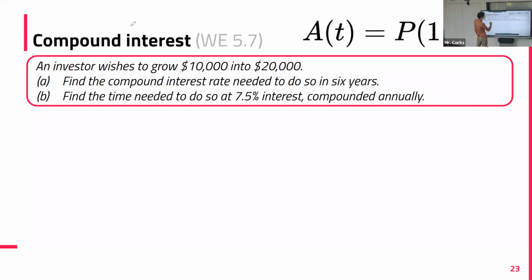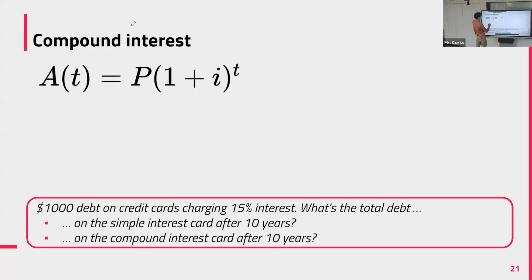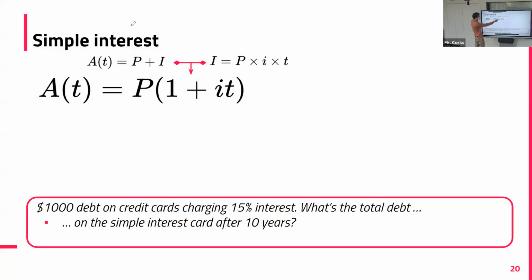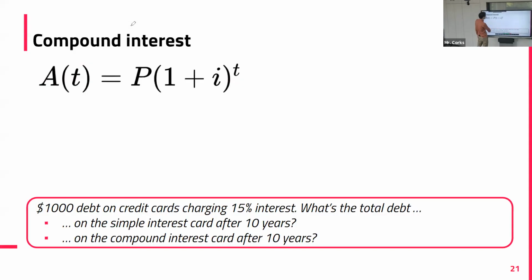For the simple interest formula, it's very easy to solve for the interest rate or time. We don't have any fancy math things happening. But for compound interest, it's a little more complicated.